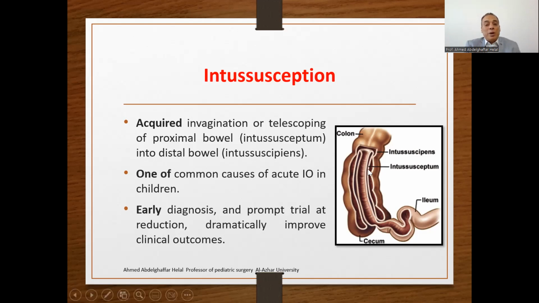And the part of the proximal bowel inside is named intussusceptum. And the outside part or the distal bowel is called intussuscipiens. So we must understand this simple terminology. The process itself is called intussusception, which means that the proximal bowel telescopes or invaginates into the distal bowel.